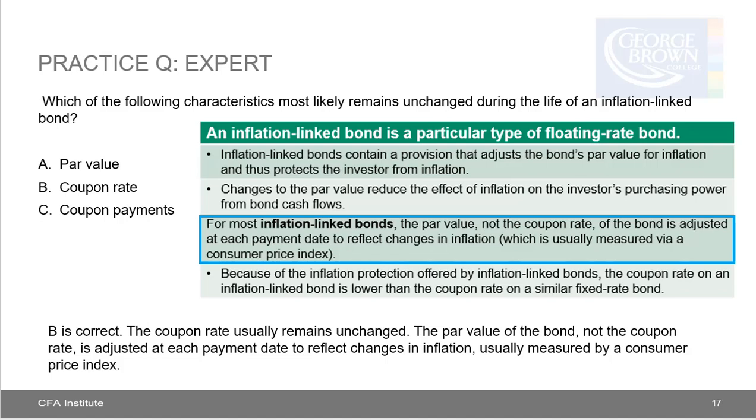Okay, so again, you can see how this question could be changed to ask what changes. It's the par value, and therefore the coupon payments will also change, but the coupon rate does not change.